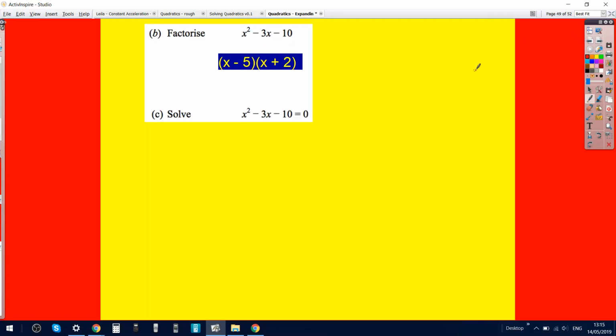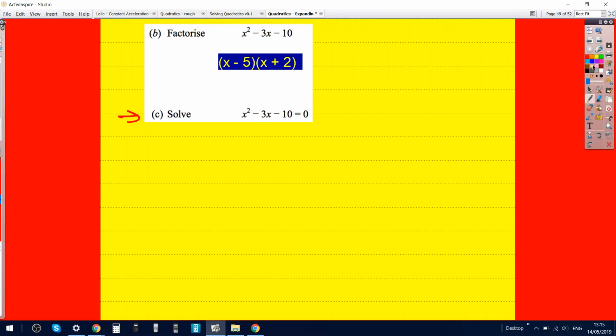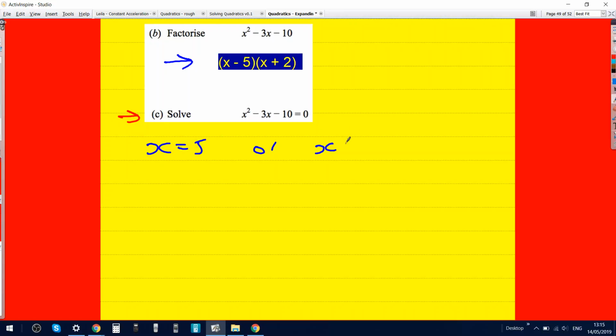How about this one, part C, and you can use the answer from part B. Right, okay. Right, so it's got to be minus 3. So it's got to add up to minus 3. No, you use your answer from part B. Oh, okay, right. So it's just going to be x equals 5 and x equals minus 2.